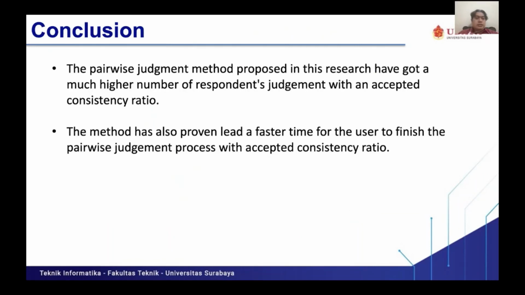Okay, the conclusion: the pairwise judgment method proposed in this research has got a much higher number of respondent judgments with an accepted consistency ratio. The method was also proven to lead to a faster time for the user to finish the pairwise judgment process with accepted consistency ratio.